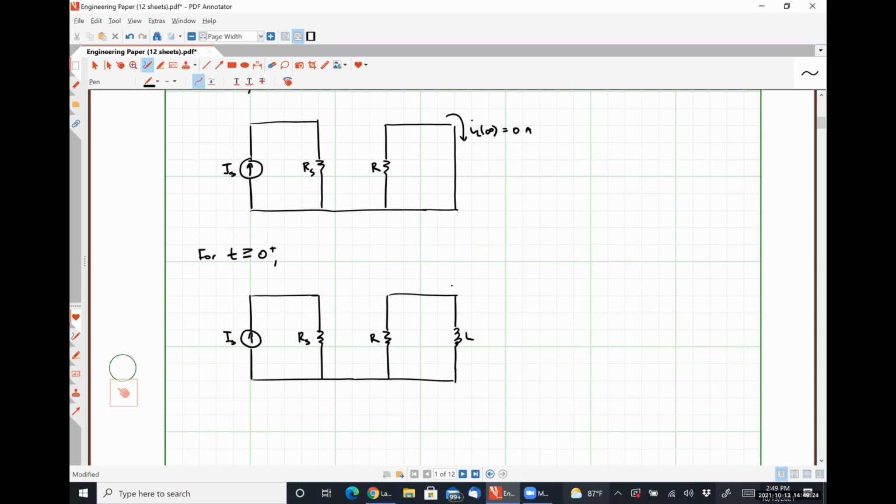And everything is connected in this way, IL of t. We're trying to figure out, all right? Now, Kirchhoff's current law and Kirchhoff's voltage law have to be satisfied at all points in time, right? Because Kirchhoff's voltage law is the law of conservation of energy, and Kirchhoff's current law is the law of conservation of charge for circuits.